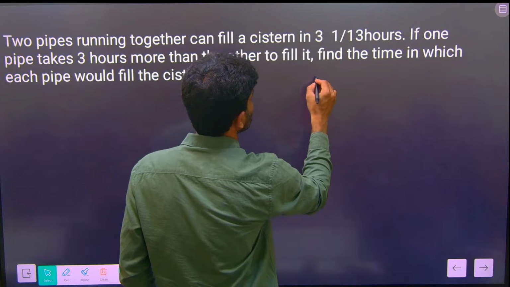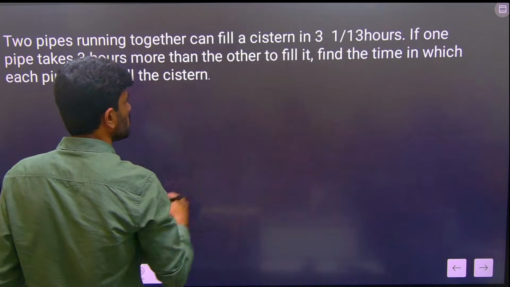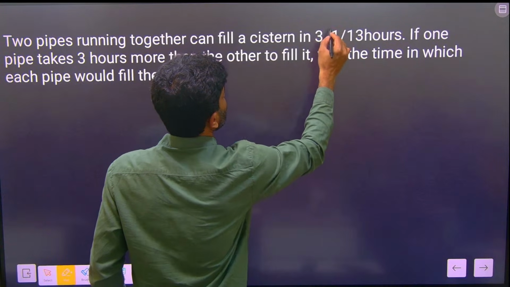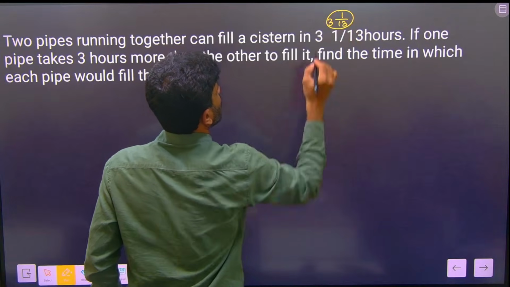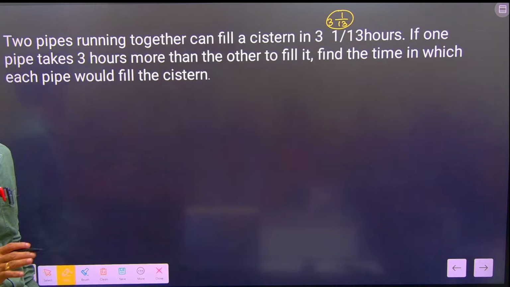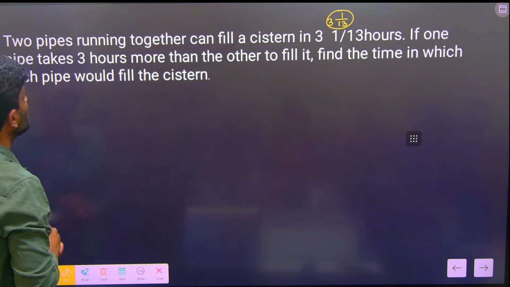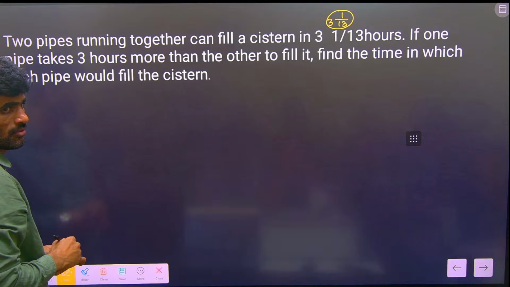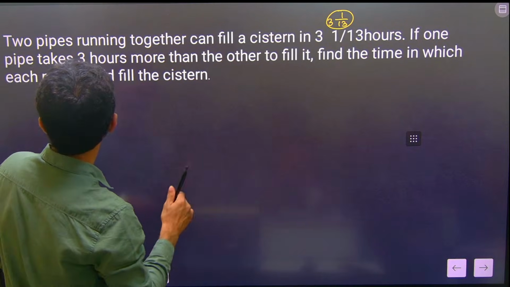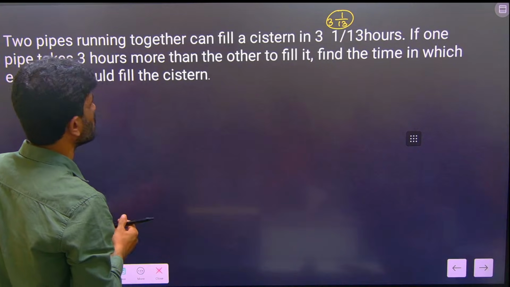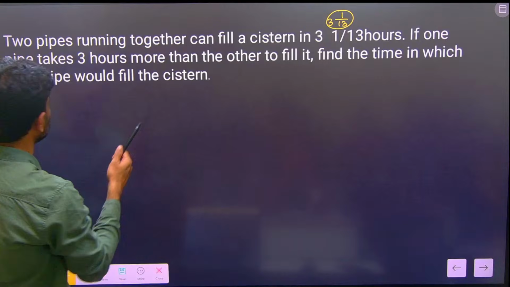Print is not proper. It is 3 1 by 13. How much time is it taking? 13 hours they are taking. 2 taps together they are taking 3 1 by 13 hours. One is taking 3 hours more than the other. One is the larger one and the other is the smaller one. We have to find out the time taken by each pipe.